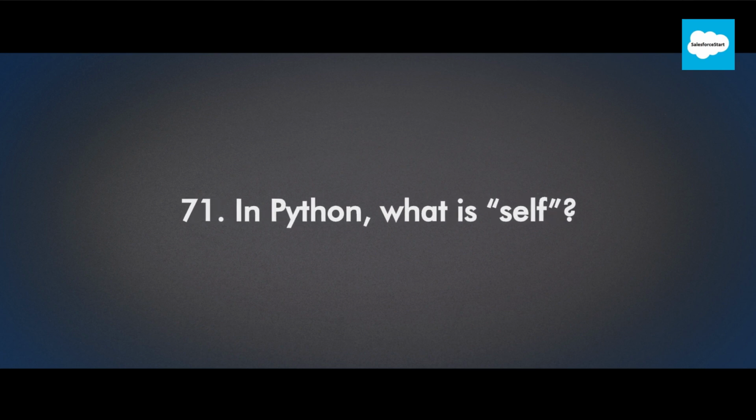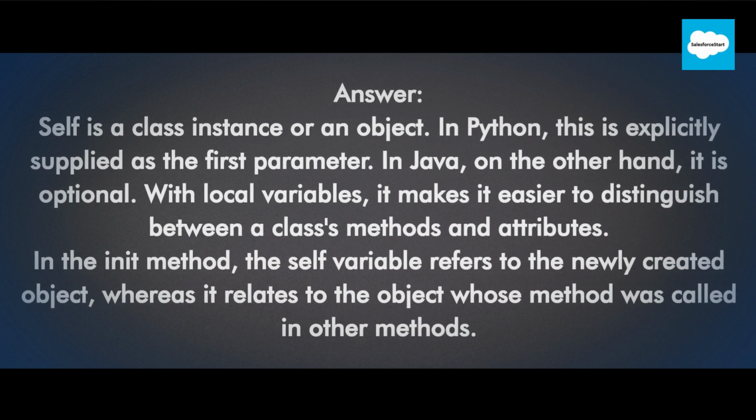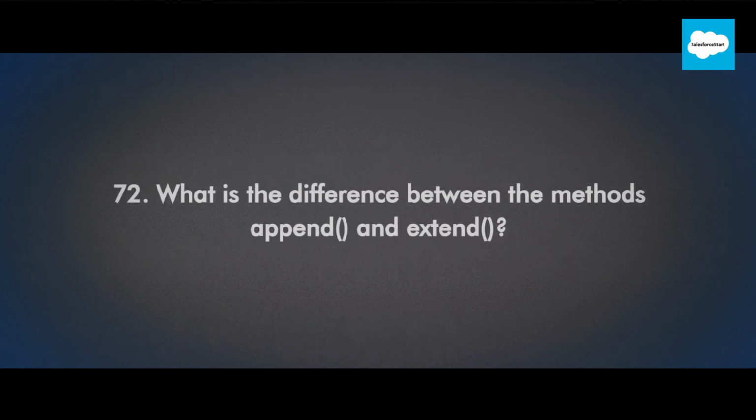71. In Python, what is self? Answer. Self is a class instance or an object. In Python, this is explicitly supplied as the first parameter. In Java, on the other hand, it is optional. With local variables, it makes it easier to distinguish between a class's methods and attributes. In the init method, the self variable refers to the newly created object, whereas it relates to the object whose method was called in other methods.